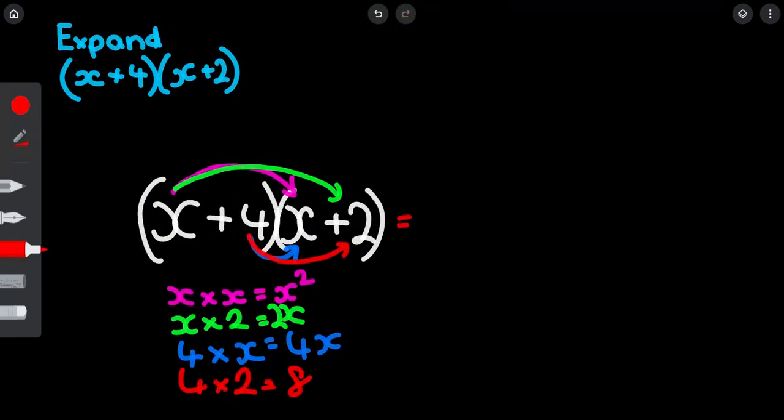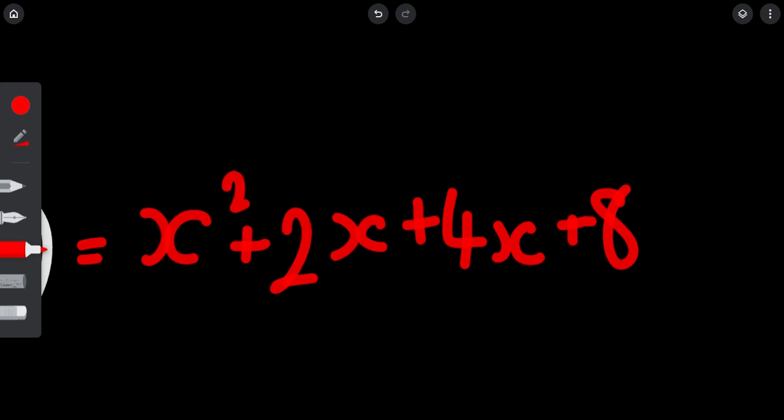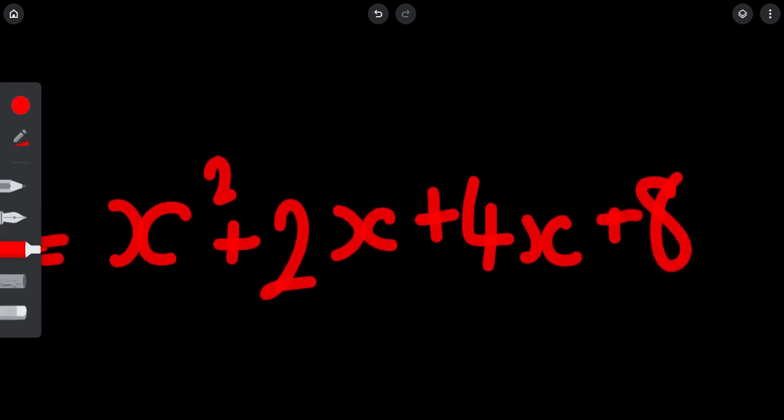So we can put equals x squared plus 2x plus 4x plus 8. Now this equation can be simplified. As you can see, we've got 2x and 4x. So 2x plus 4x is 6x.